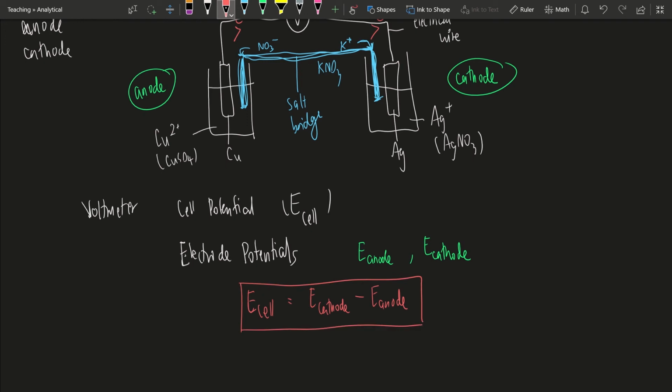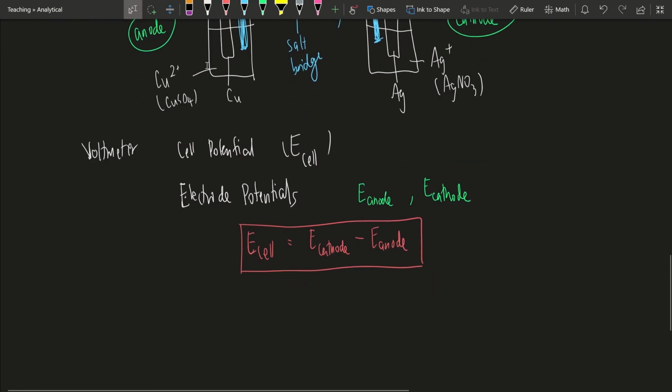So this is very important, and you have to remember this. E cell is equal to E cathode minus E anode. But sometimes we want to talk about the cell with the negative potential, which means that the reverse reaction occurs. We're gonna use something like right and left. So we can also say that E cell is equal to E right minus E left.